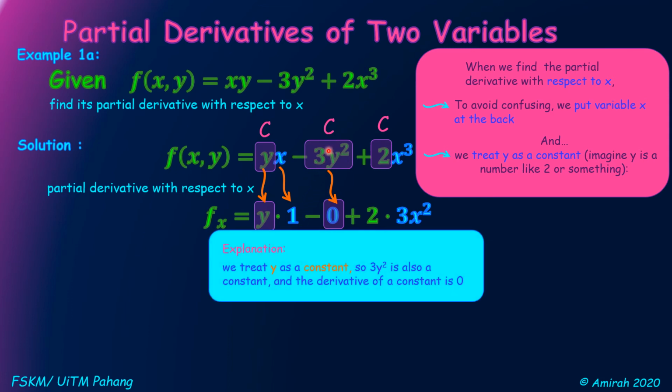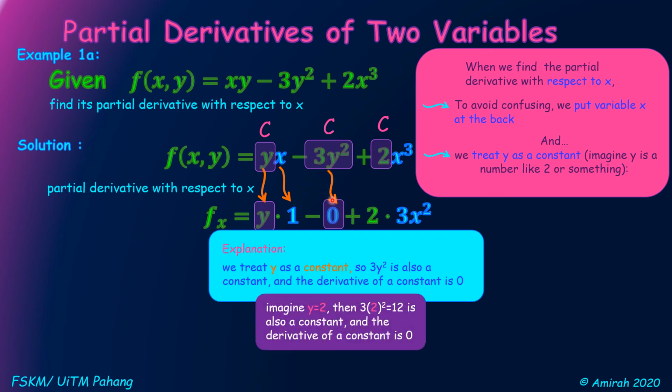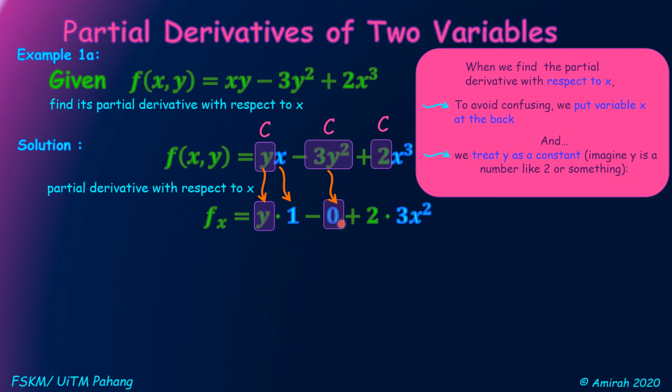And then when we differentiate any constant, it becomes 0, because we treat y as a constant. So 3y squared is also a constant, and the derivative of a constant is 0. Or, we just imagine y equals 2. Then 3 times 2 squared equals 12, which is also a constant, and the derivative of a constant is 0.